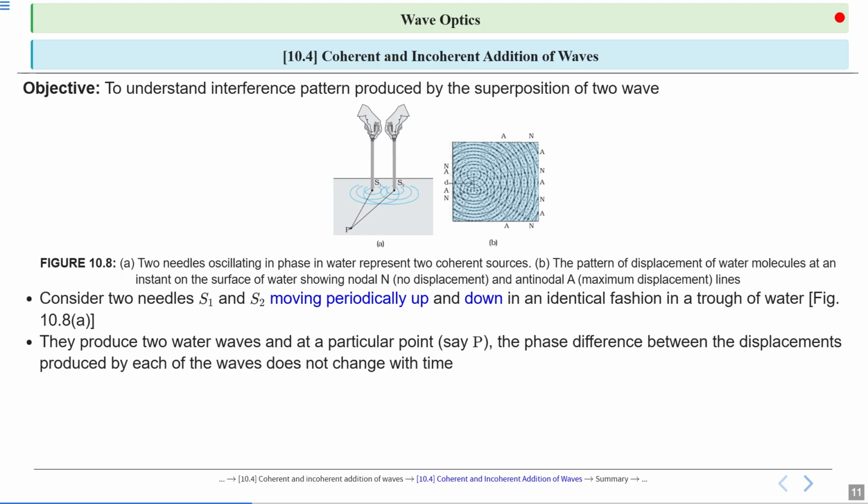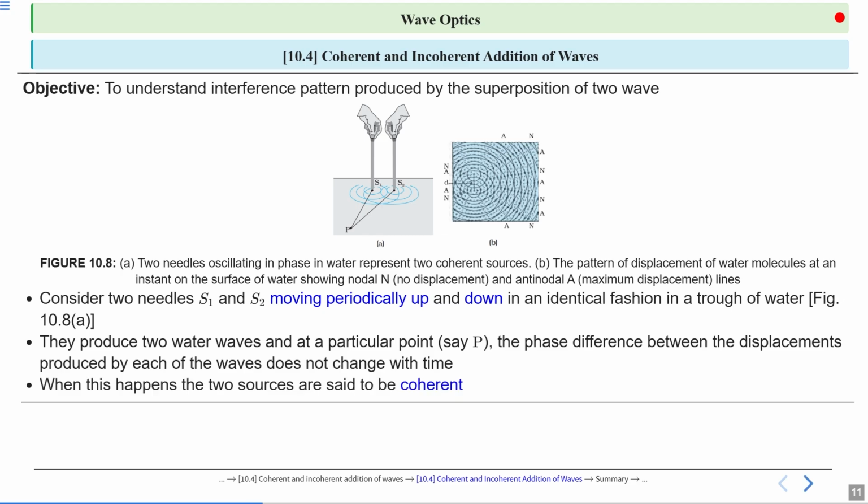And at the same time, the phase difference between the displacements produced by each of the waves. So the motion of these needles is producing waves. The phase difference between the two waves produced by S1 and S2 respectively is not changing with time at point P. So when this happens, the two sources are said to be coherent.